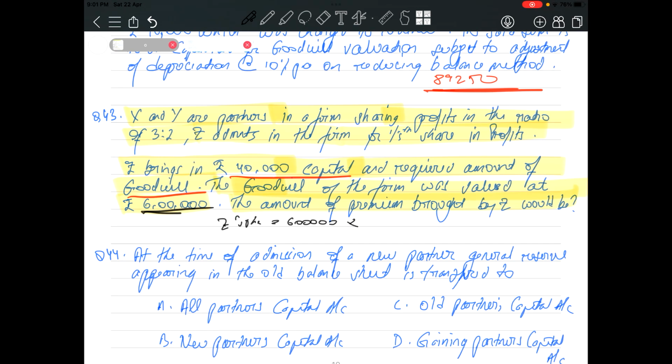6 lakhs into what is the share? 1/5. Simply multiply by 1/5. You will get the answer 1,20,000. Okay, this is simple. So you write down the answer.